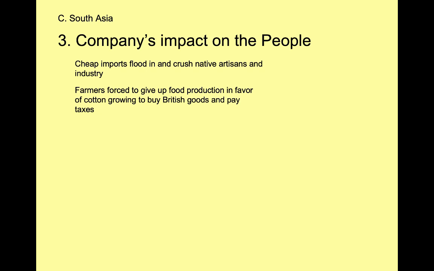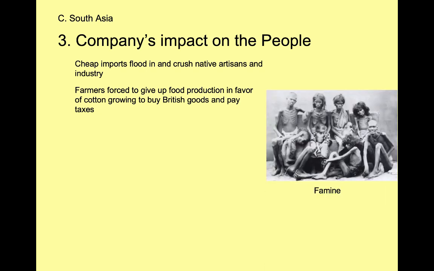And so farmers have to start, even if you do still own your farm in India and you're a South Asian farmer, you're going to have to stop growing food, because you have to buy everything now. You have to buy shirts and shoes and whatever. And so we're going to see South Asians, even if they do own their own small little farm, start growing tea. They're going to start growing opium. They're going to start growing cash crops. And so that's just going to make food production go down and down and down. Eventually, we're going to see huge famine sweep through India. Millions of people are going to starve to death.